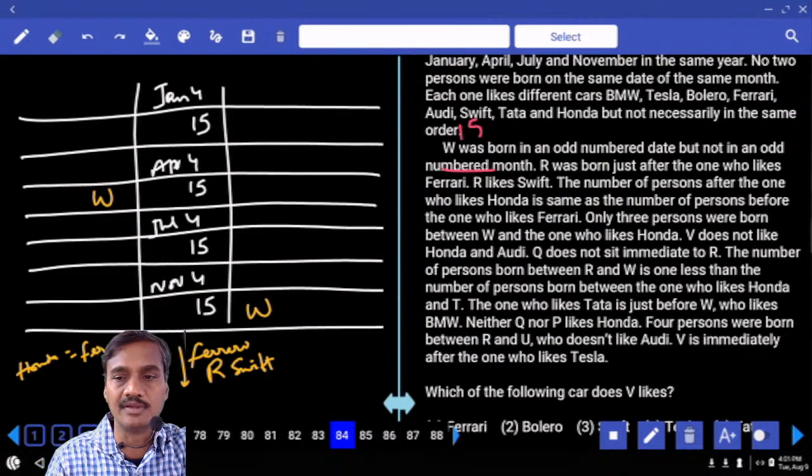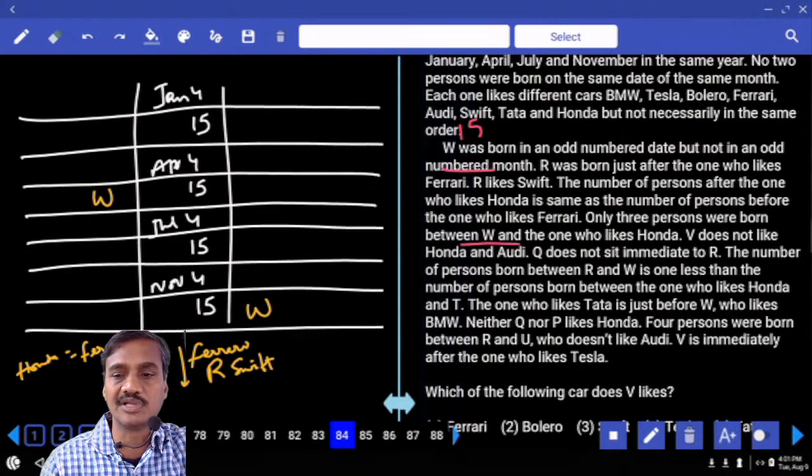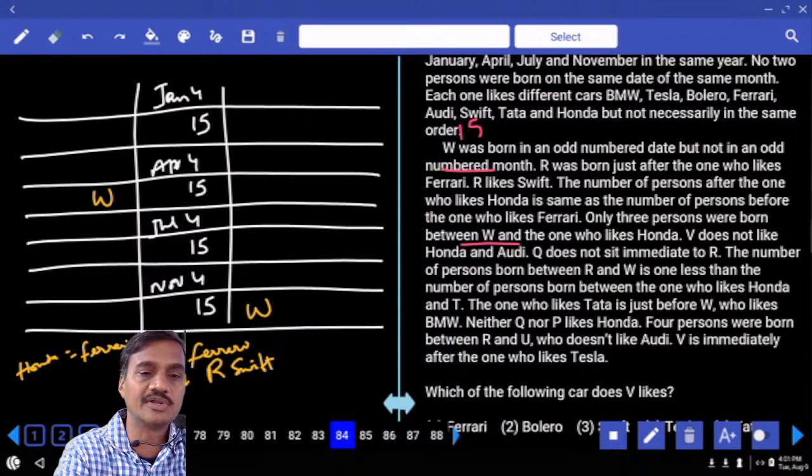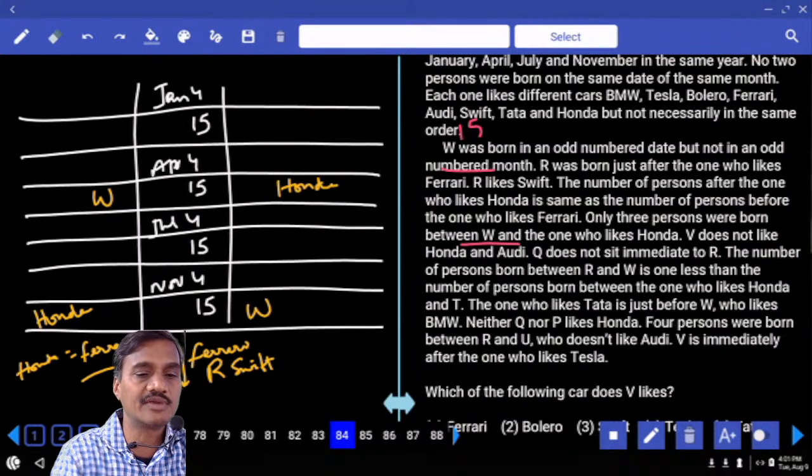And next one: only 3 persons were born between W and Honda. Now between W and Honda there must be exactly 3 people. 3 people between W and Honda: 1, 2, 3. And the one who likes Honda is here. And Honda and Ferrari.